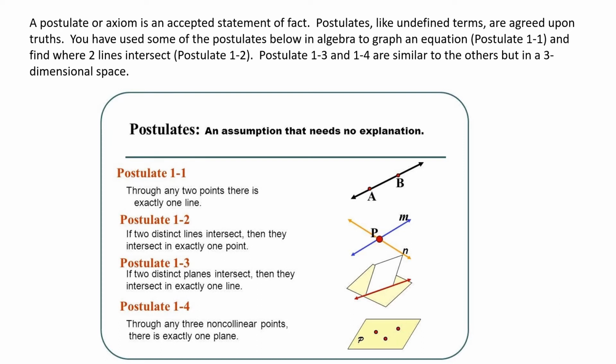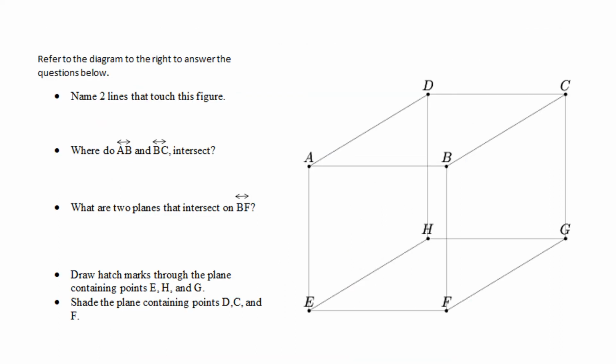And then there are 3 noncollinear points, there's exactly one plane. So 1.4 and 1.1 are similar, and 1.2 and 1.3 are similar. For the diagram to the right, to answer the questions below, name 2 lines that touch this figure. Well, we have line BF and we have line EH. So those 2 lines, but any one that crosses through an edge would work.